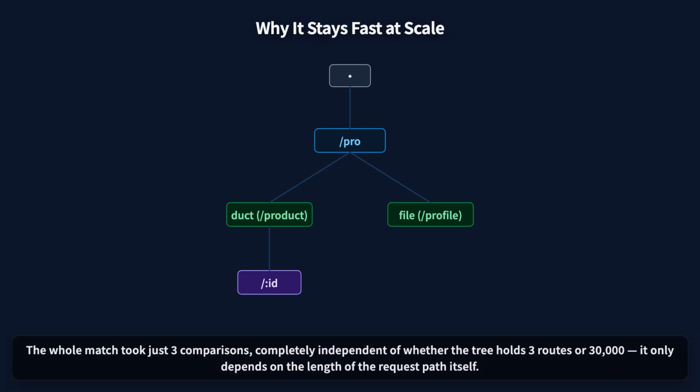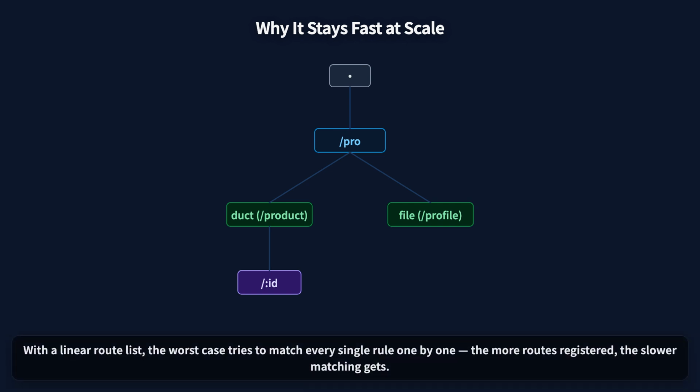The whole match took just 3 comparisons, completely independent of whether the tree holds 3 routes or 30,000. It only depends on the length of the request path itself. With a linear route list, the worst case tries to match every single rule one by one. The more routes registered, the slower matching gets.